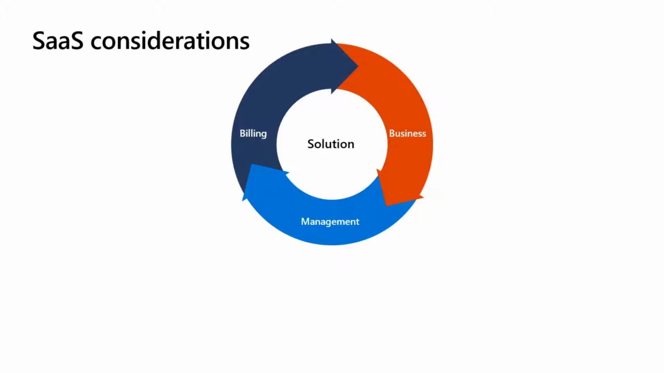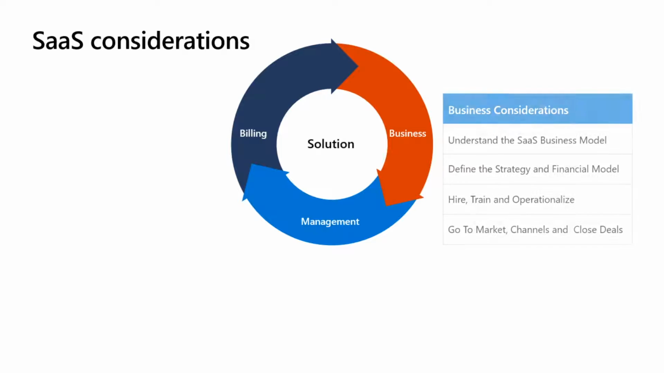Now we're going to jump into what it takes to bring the solution into the marketplace from a commercialization perspective. So when you start creating a SaaS app, or when you have a SaaS app and you develop the product, you want to think about how you're going to effectively commercialize it, how you're going to make money from this, right? So there are three big areas to think about in this area. You're going to have business considerations. So you need to understand the SaaS business model. You need to define what strategy and what financial model you're going to use to monetize a solution.